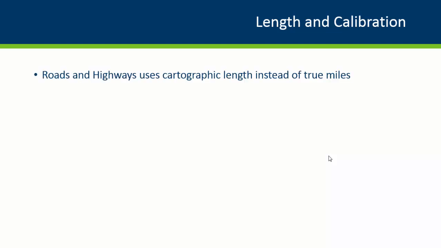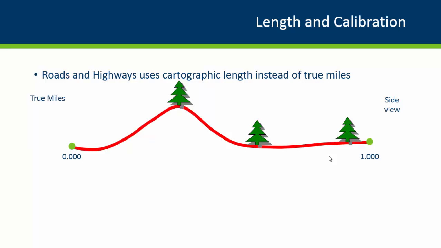One of the key differences between the TIS system and the LRS is the way routes are calibrated and length is measured. The LRS uses a measurement called cartographic length instead of true miles like in TIS. Imagine we have a hilly road. With true miles, elevation changes in the road are accounted for in the length. It's as though the user is viewing the route from a side view.